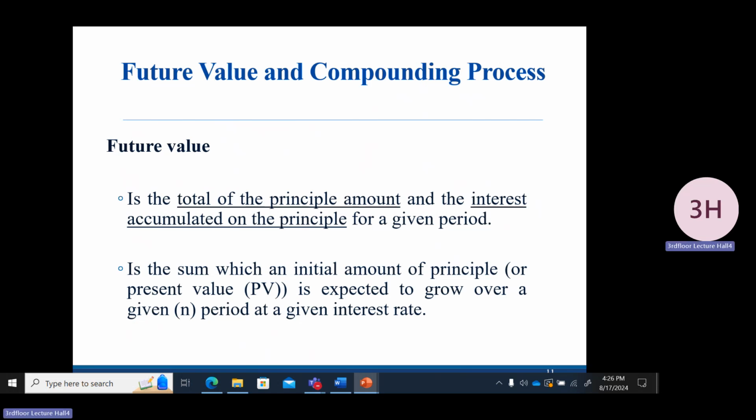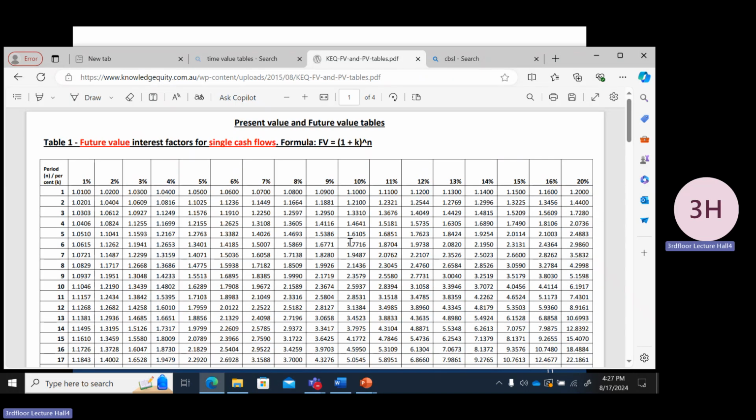In this formula, this part, 1 plus R into the power n, we define as the future value interest factor at R for n period. Right? This term we define as the future value interest factor, for given R for n period. So this future value interest factor, you can calculate either using this formula or you can use the future value interest factor time value table. I told you we have 4 tables.